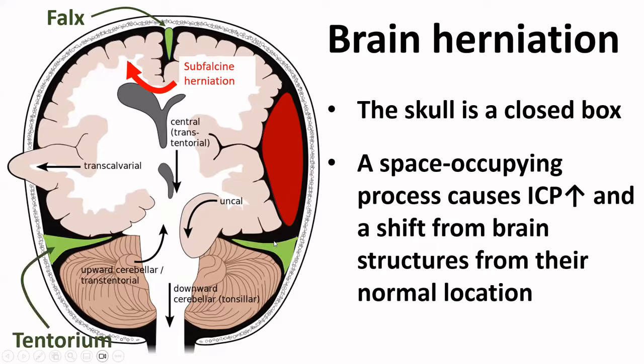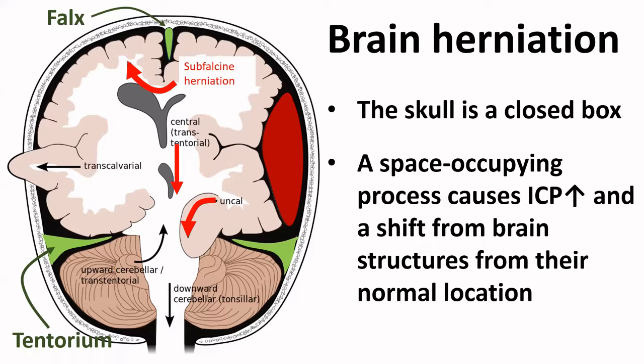Then we have another structure, the tentorium cerebelli. I have told you about the tentorial notch, the opening anteriorly of the tentorium for the midbrain. If you have a space-occupying lesion supratentorially, this can cause herniation of brain tissue through the tentorial notch, and this, if it is unilateral, is called uncal herniation. But if the herniation occurs bilaterally or from central in the brain, it's called transtentorial herniation.